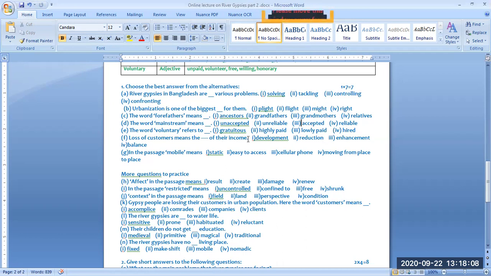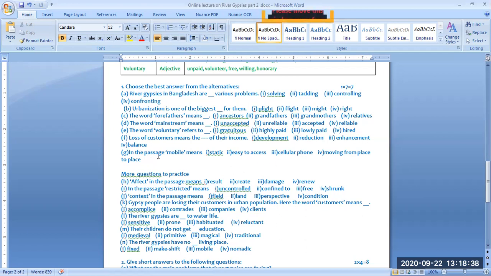Voluntary, gratuitous, highly paid, lowly paid, hired. The correct option should be option 1, gratuitous. Then loss of customer means dash of their income. If the people lose their customer, that means development of their income, reduction of their income, investment of their income, or balance of their income. It should be reduction of their income. So option 2 is correct here.